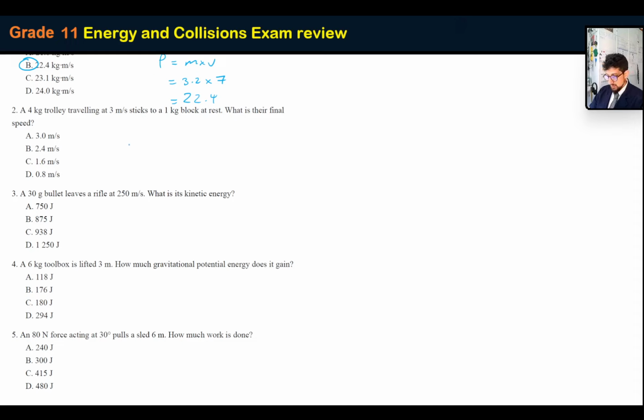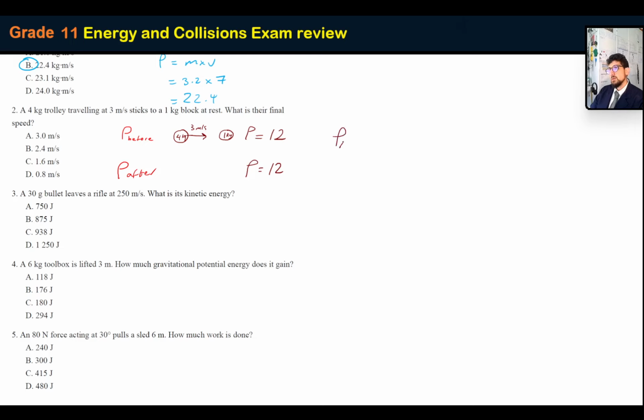Okay, so this one is a little bit tricky, because what you need to do here is figure out the total momentum before, and then do momentum after. So momentum before, we have a 4 kilogram trolley traveling at 3 meters per second, and it's hitting a 1 kilogram trolley that is not moving. So the total momentum here is 12. And we know that the momentum after is going to be 12. Momentum before equals momentum after.